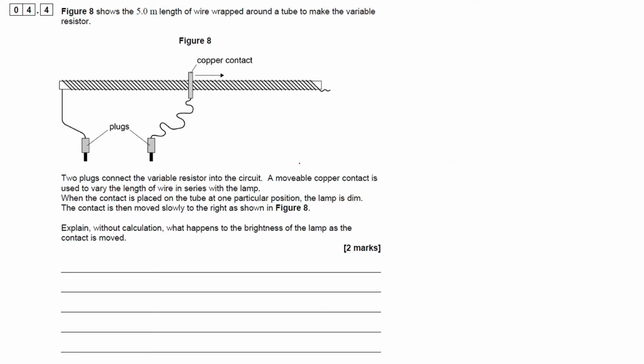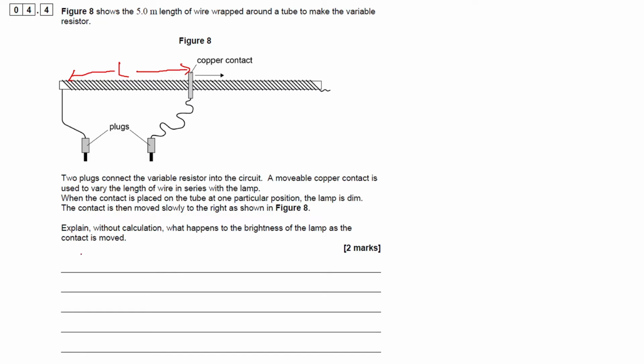With this question, we have to explain with that calculation what happens to the brightness of the lamp as the contact is moved. So when you look at this variable resistor, it's just made up of a wire wrapped around a tube, and as you move the contact, what you're essentially doing is increasing the length of that wire. So for example, as it is now, the length of the wire used is from here to here, and that will give a resistance for that wire. So if the contact is moved to the right, you are increasing the length of that wire in the circuit.